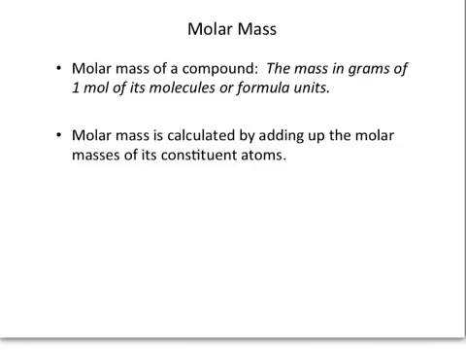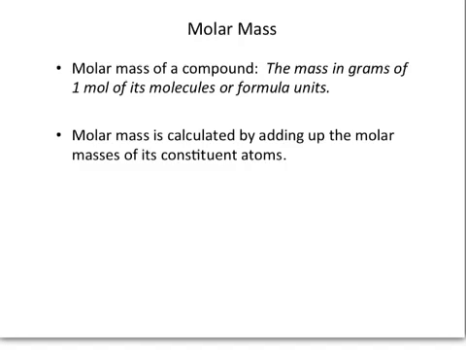The molar mass is defined as what the mass of a sample would be if I had 1 mole of the molecules or formula units of that compound. We calculate the molar mass simply by adding up the molar masses of the atoms that make it up. If we look at the periodic table, we see that the molar mass of oxygen is 16.00 grams per mole. That means if I have 1 mole of oxygen atoms, it would weigh 16 grams.